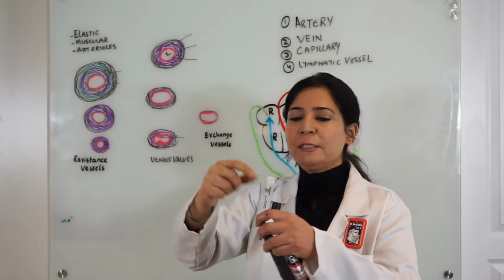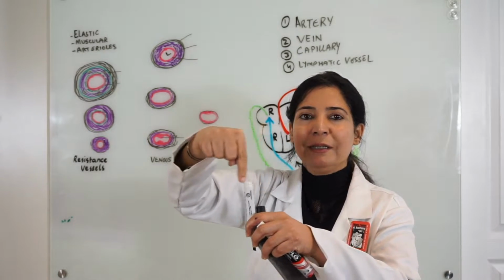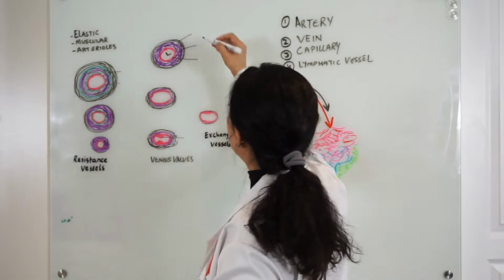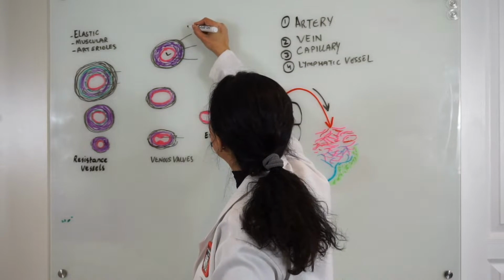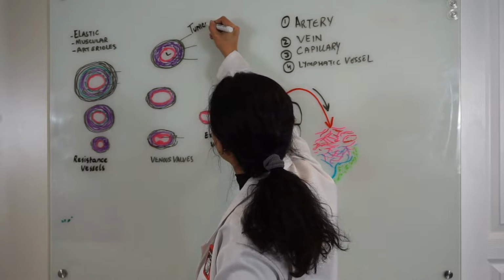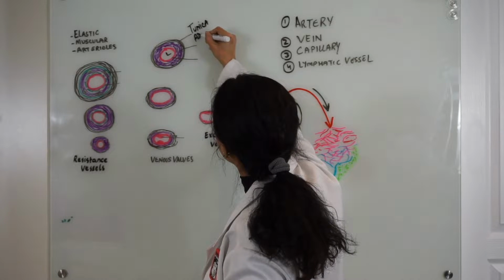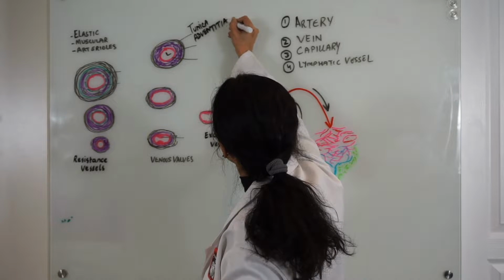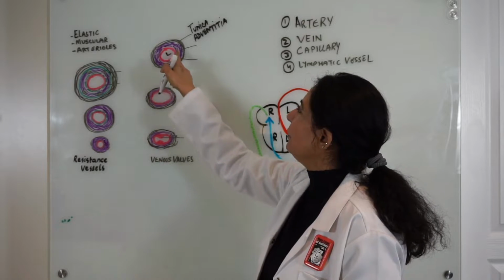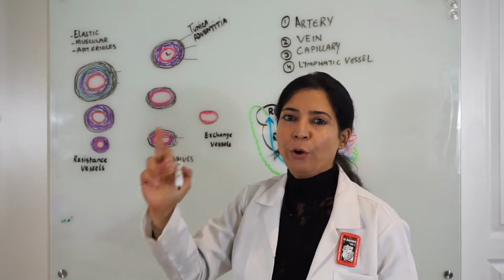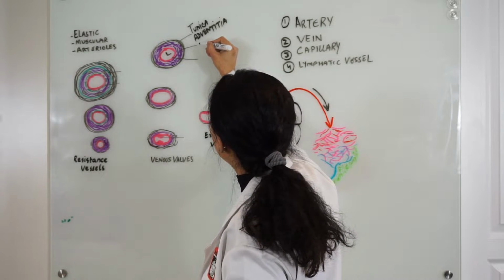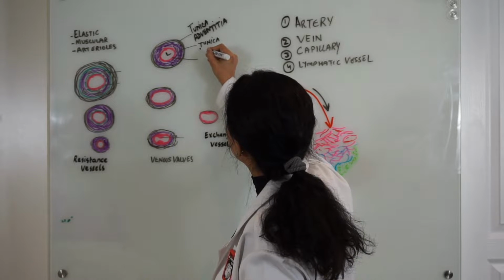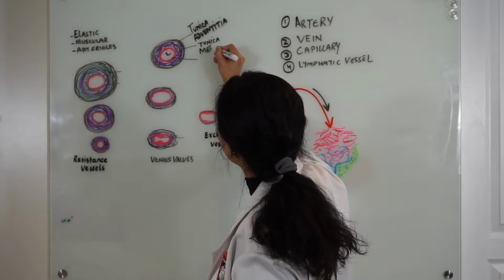So if this is a tube, it's been covered by layers, and these layers are like coats, and we call them tunics. Okay, so the outermost layer is known as the tunica adventitia. Then this purple central core of the vessel wall is known as the tunica media. Tunic means a coat. It's in the middle.